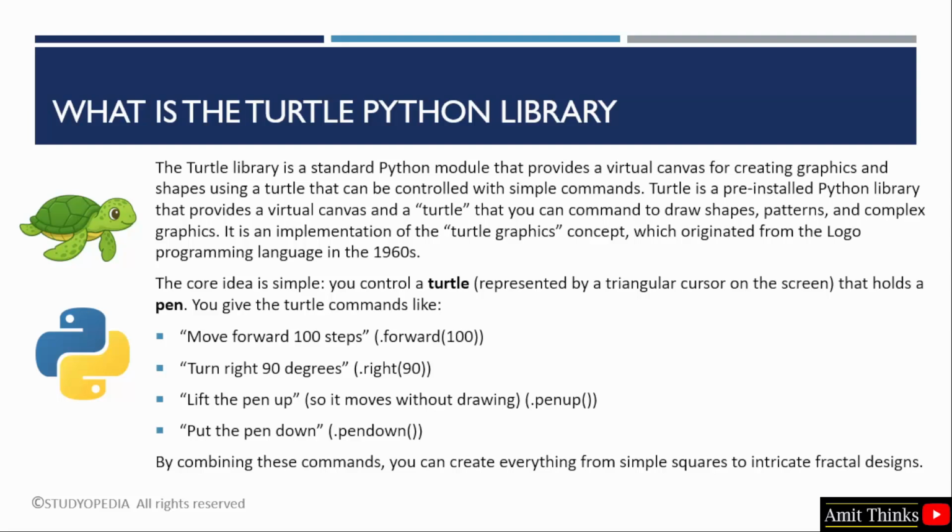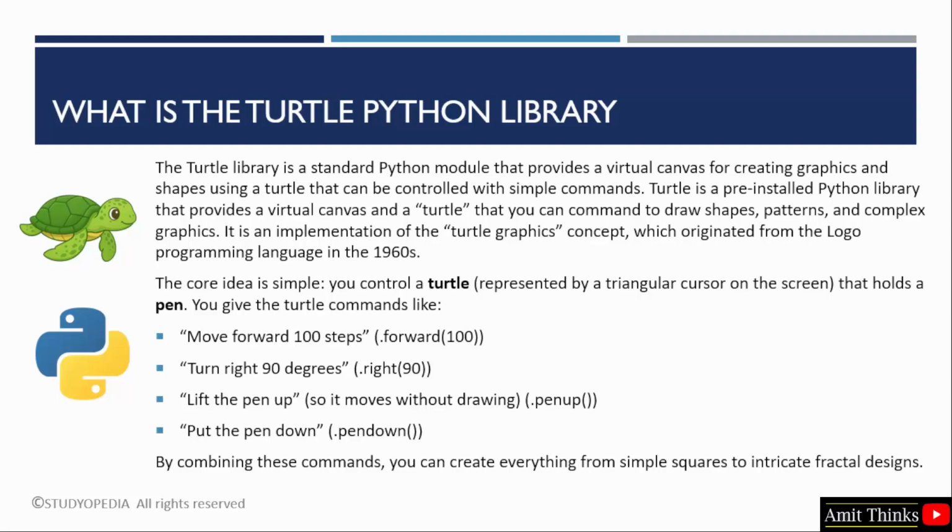It uses the idea of a turtle, that is a cursor shaped like a triangle that carries a pen and follows your instructions to draw shapes, patterns and even complex designs. This concept comes from Turtle graphics, first introduced in the Logo programming language during the 1960s, and has since become a fun way to learn programming through visual creativity.